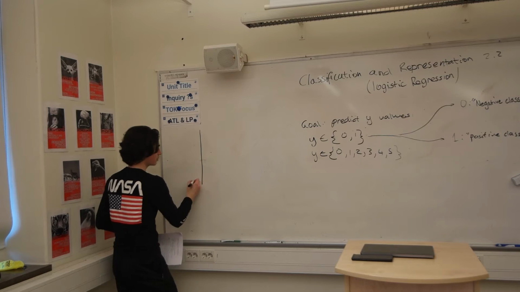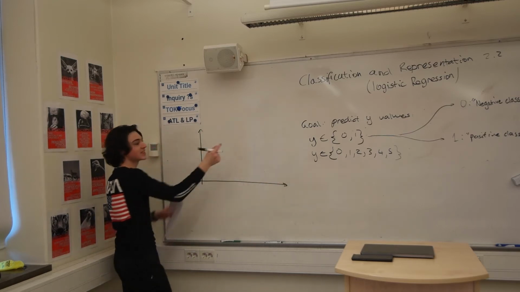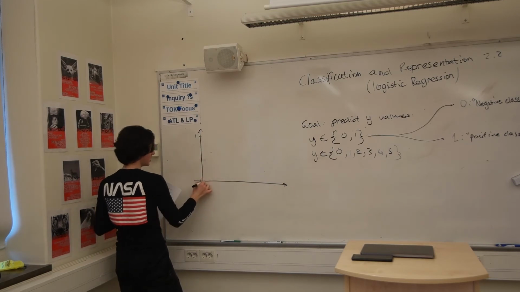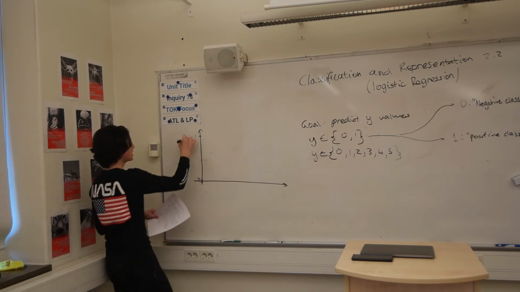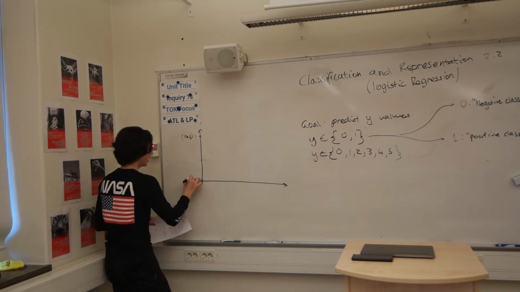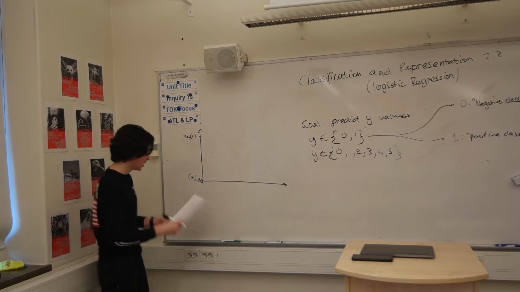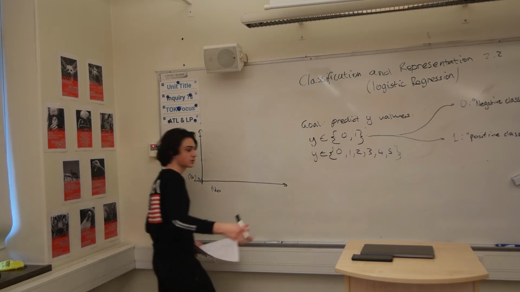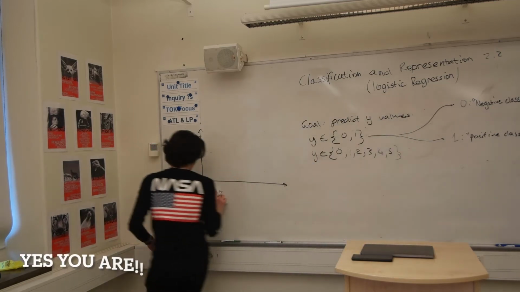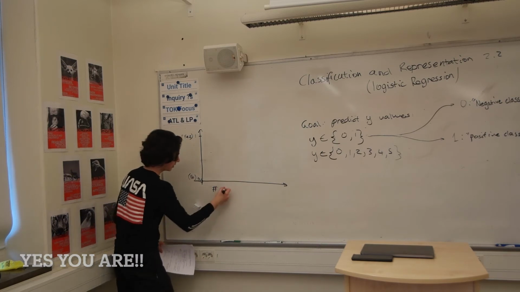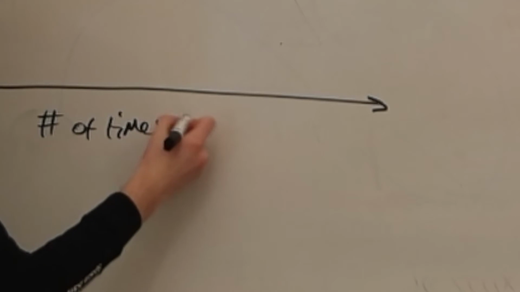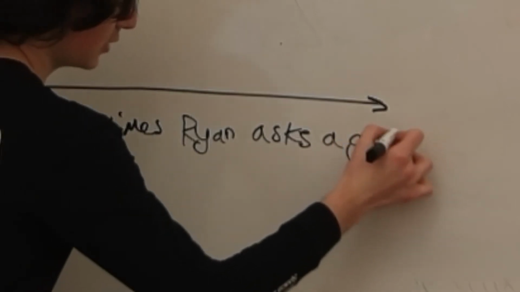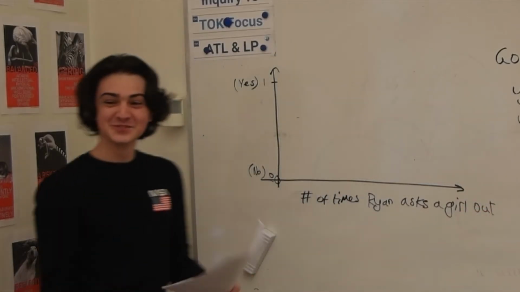Now, we're going to go from some kind of graph, right? And I'm going to show you how we can graph this sort of data. It's very simple. You'll get it straight away. You've got your 1 and you've got your 0, right? So 1 can be yes, for example, and 0 can be no. Now we're going to ask, for example, the number of times Ryan asks a girl out.